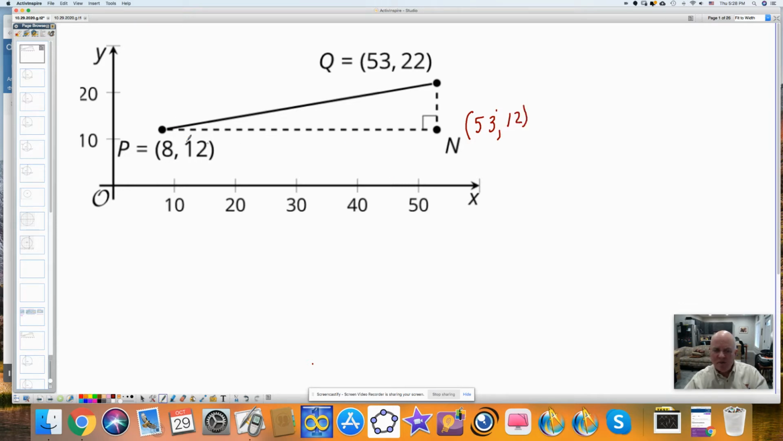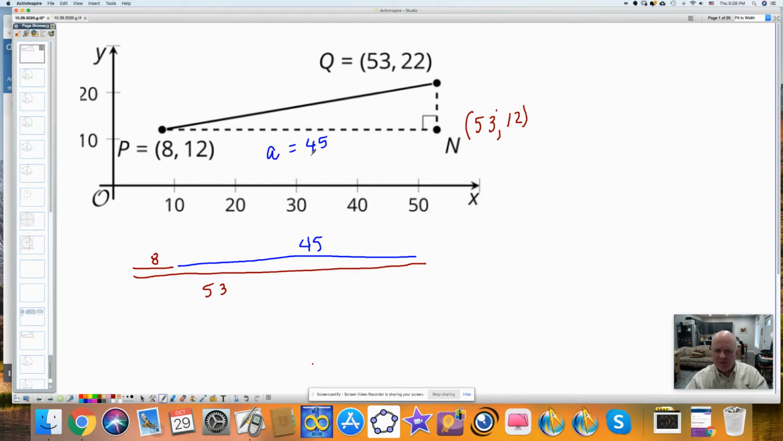And now, how far is it from here to here in the x direction? Well, if it's 8 units to get to P, and it's going to be 53 units to get to N, we're going to take our 8 and subtract it from 53 to get 45. So this distance would be 45. And this we'll call A.